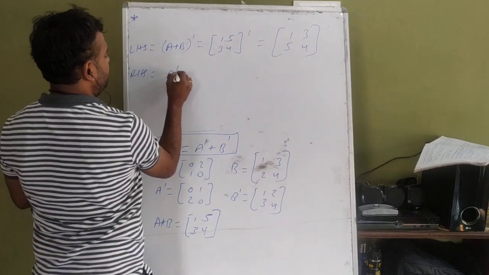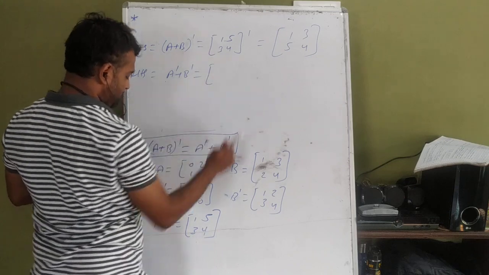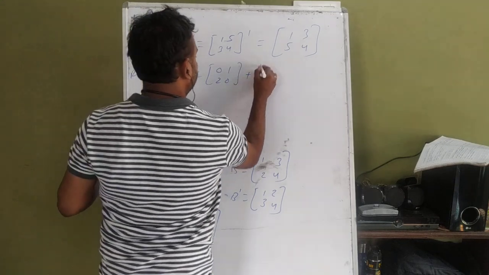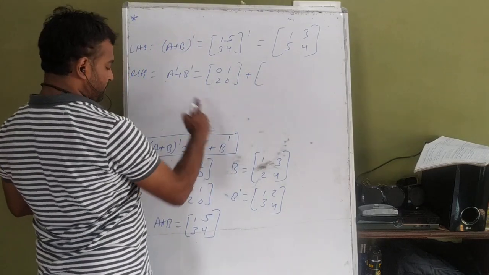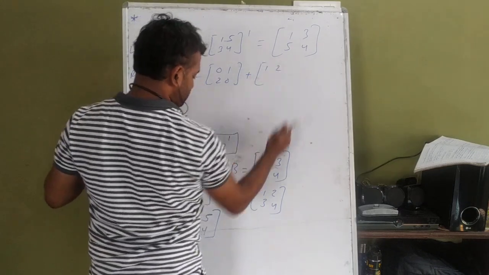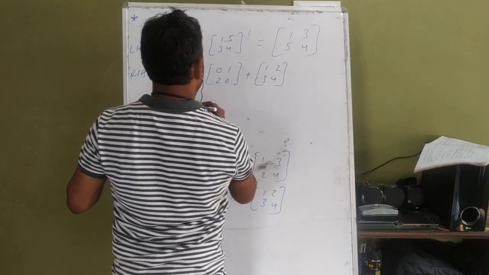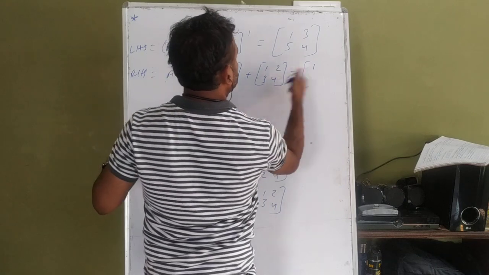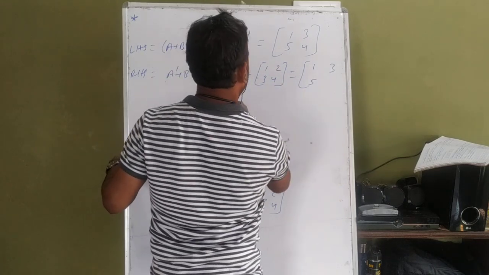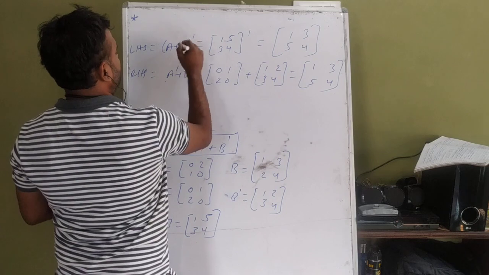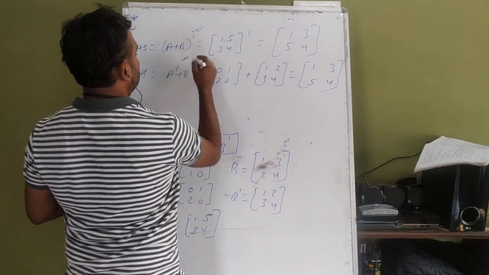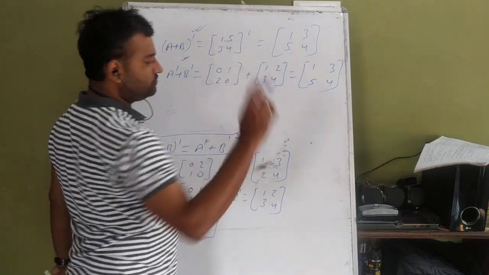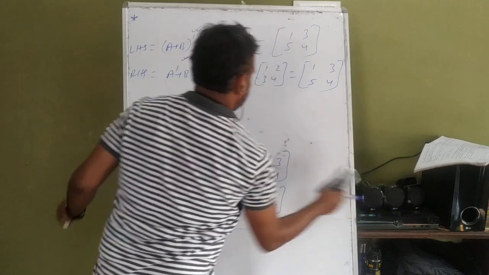Now RHS. What is RHS? A transpose plus B transpose. A transpose we have already calculated, [0 1; 2 0], plus B transpose, which we have already calculated, [1 2; 3 4]. Now add this one. 0 plus 1, 1. 1 plus 2, 3. 2 plus 3, 5. 4 plus 0, 4. Can we say here that (A plus B) whole transpose equals A transpose plus B transpose? This is the result. This is the second proof.